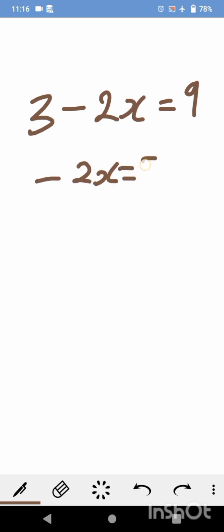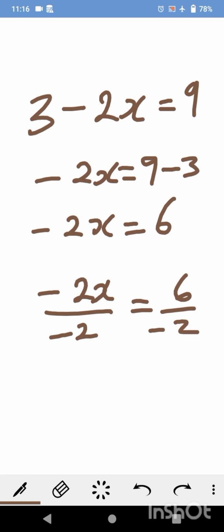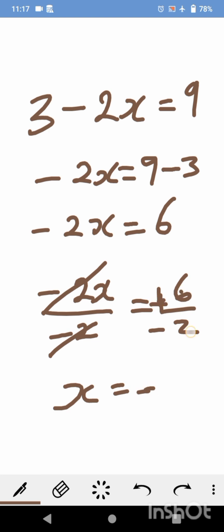Alright, so let's have another one. Let's say we have 3 minus 2x equals 9. What do we do? We move the 3 to the right hand side, so we have minus 2x equals 6. Then we divide both sides by minus 2, and the minus 2 cancels out the minus 2. x will be equal to plus divided by minus, or plus times minus is minus. 6 divided by 2 will give you 3. So the answer is minus 3.